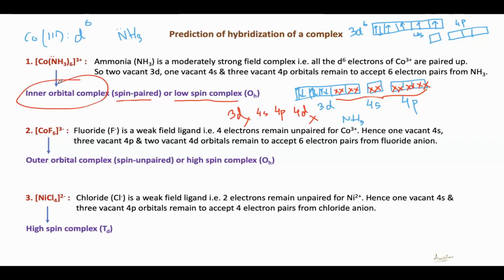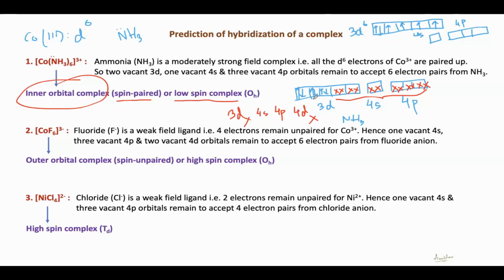So what happens in this case? I will again repeat the thing in a nutshell. We are having a 3d6 metal ion which is having 4 electrons in unpaired condition. It is having a 4s vacant and 4p vacant orbitals. Now, in presence of a moderately strong field ligand, which is ammonia, all these 6 electrons will get paired up in the cobalt 3 plus center. So then we will have this kind of electronic configuration where the 6 electrons are paired in 3 different sets in the 3d orbitals.